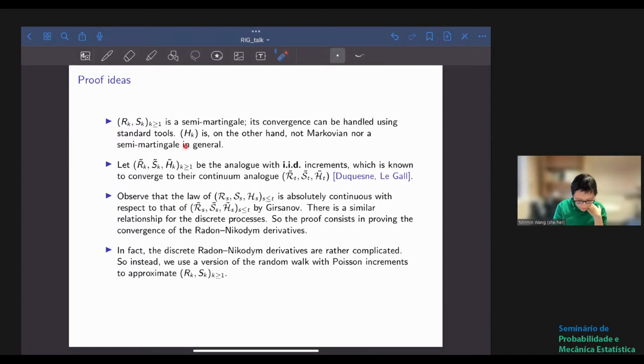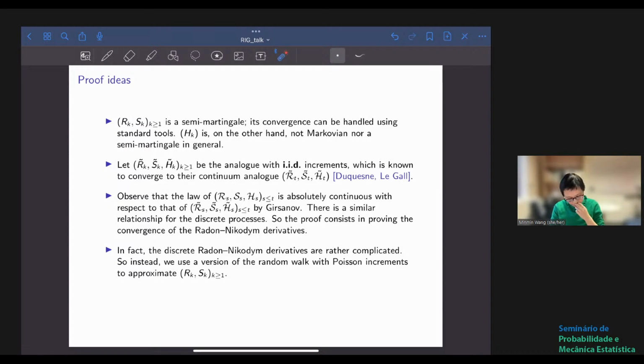The problem is with the height process. As I mentioned before, H itself is a function of S, but it's not a continuous function, and so the convergence of S does not automatically imply the convergence of the height process. If you look at the distributional properties of this height process, it's also quite bad. It's not Markovian in general, and it's also not a semimartingale. So we don't have tools for convergence of a process like that.